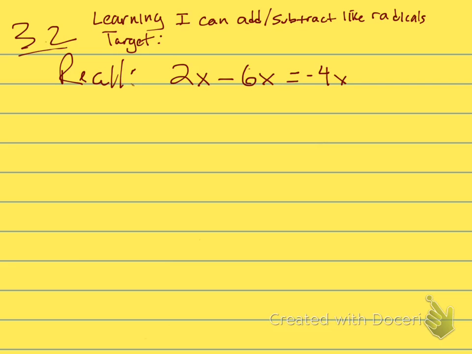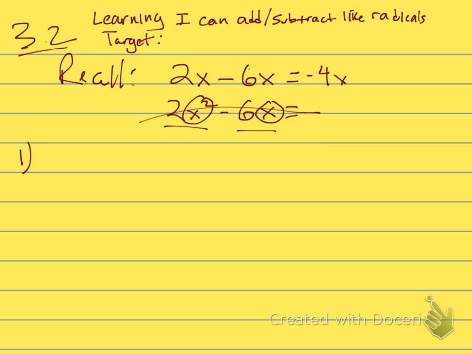Those are like terms. If I gave you like 2x squared minus 6x, you would say, well, can't do anything there because these are not like terms. The variable part is x squared and here it's x. That's close, but it's not quite good enough. So, we can't simplify that. Like radicals work the same exact way.